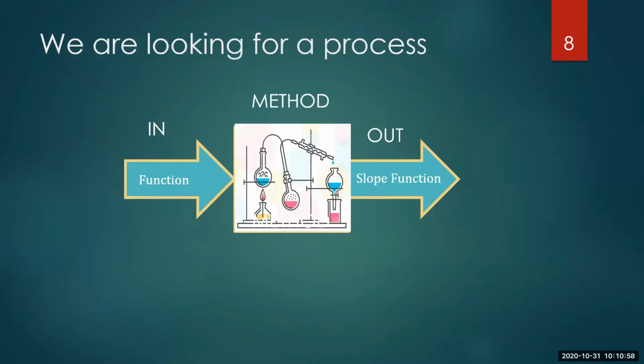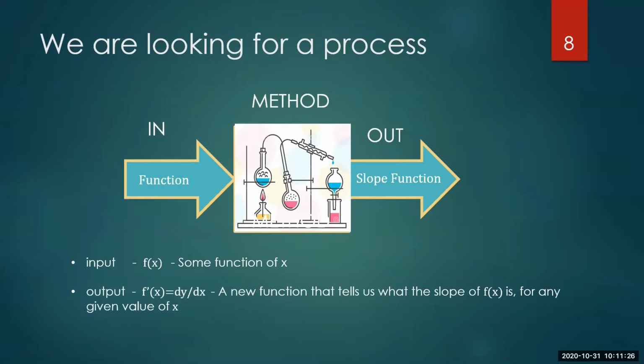So an overview of what we're looking for is a process where a function goes in, we do something to that function, and when it's done, the output of that process is a slope function, a function that tells us the slope of the original function at every point. So the input is f of x, which is some function of x, and the output is f dash of x, also called dy dx. That's a new function that tells us what the slope of f of x is for any given value of x.